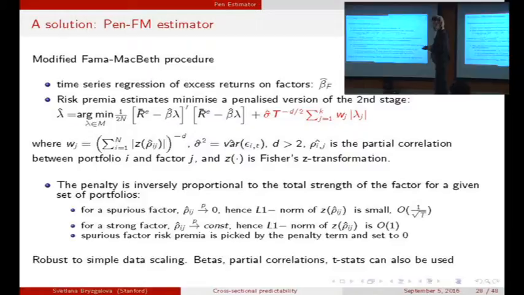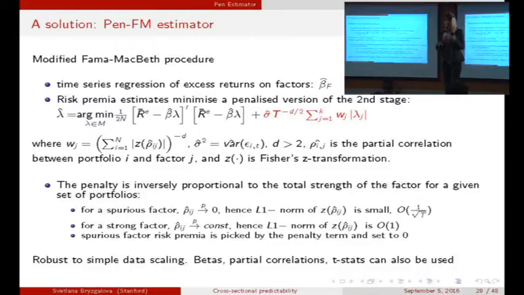Now, what can I do with my penalty? I'm just going to define a penalty that is inversely proportional to that sum of those absolute values. So if I have a spurious factor, in the sense that there is not a single asset in my cross-section which correlates enough with that factor, I'm going to have a penalty that explodes, that becomes really, really high, and that is going to really penalize the existence of this variable in the model. And if the penalty is really, really high, and the factor doesn't help anything in terms of explaining the cross-section of returns, then by the properties of the lasso, the risk premium associated with the spurious factor is going to be set exactly to zero, not just asymptotically, but in finite sample as well.